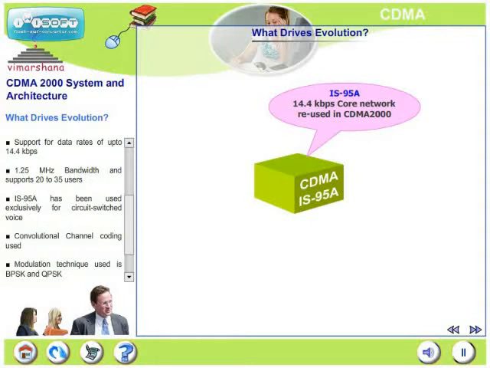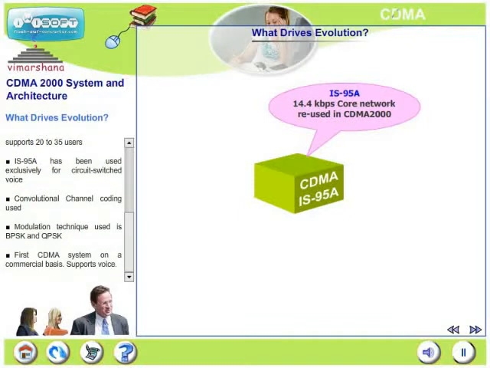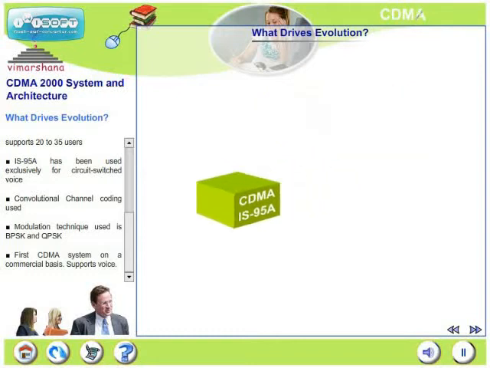IS-95 has been used exclusively for circuit switched voice. Convolutional channel coding is used. Modulation techniques such as BPSK and QPSK are being employed. The IS-95 system was the first CDMA system on a commercial basis. It supports voice predominantly, and the maximum data rate that is possible is 14.4 kilobits per second. These are the two important points of note in IS-95. But please note that this was the first CDMA system which was proved on a commercial basis as a viable technology.